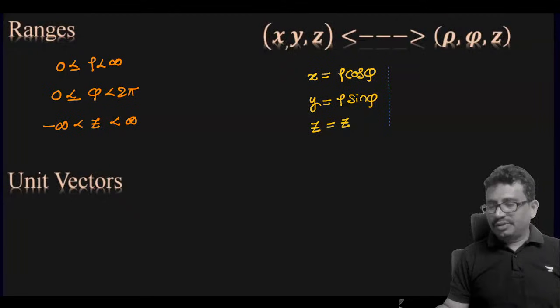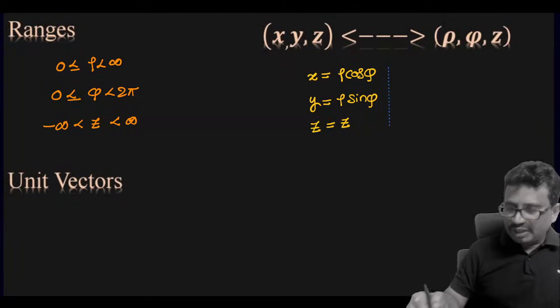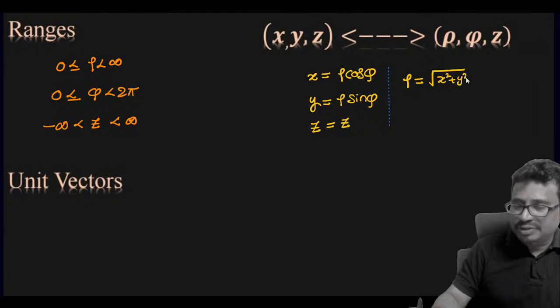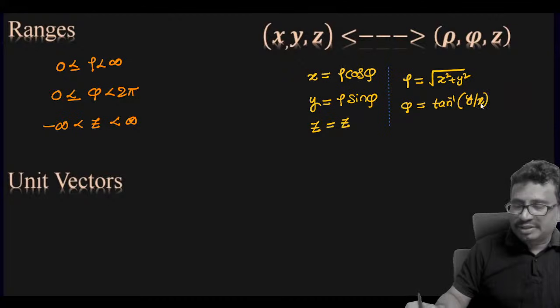Okay. Now what about this rho value? Rho is equal to, we have seen already, square root of x square plus y square. And phi is equal to what, tell me now? That is tan inverse of y by x. And z equal to z only.